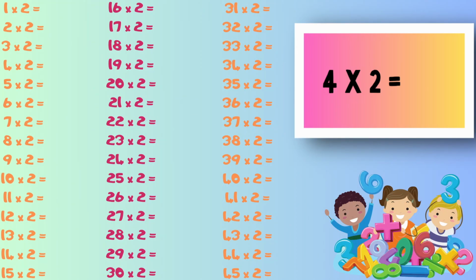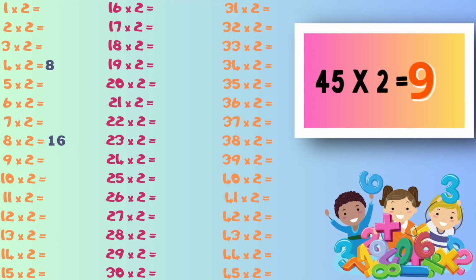So our first sum is 4x2, which equals 8. Our next sum is 8x2, which equals 16. Next is 45x2, which equals 90.